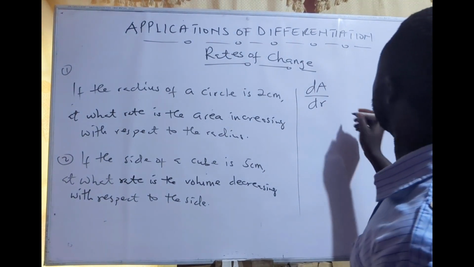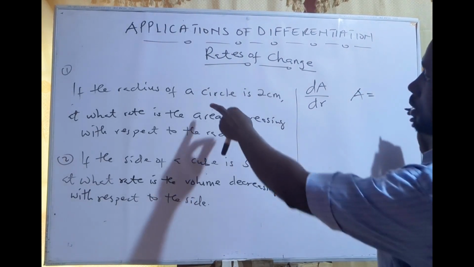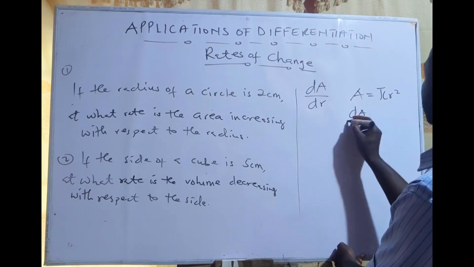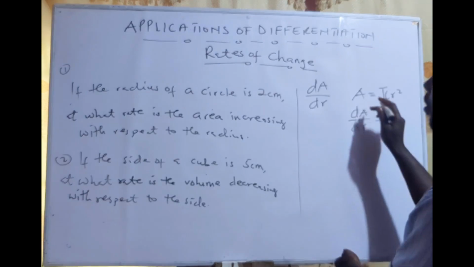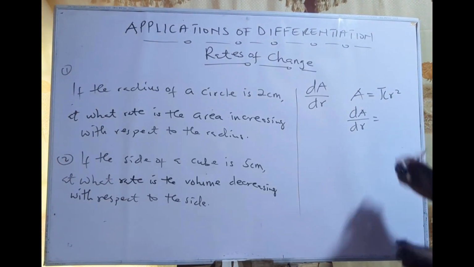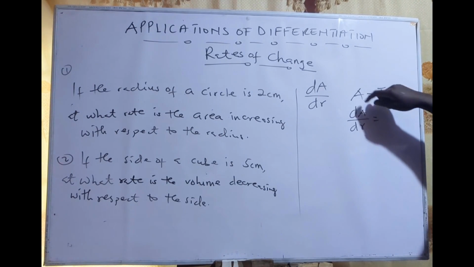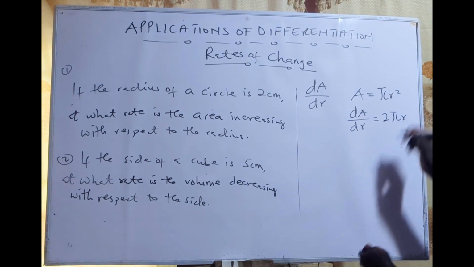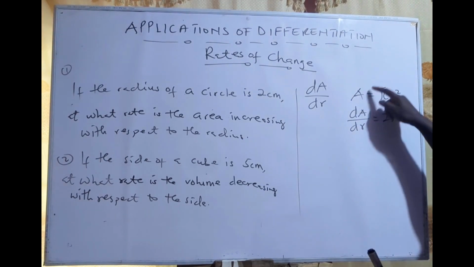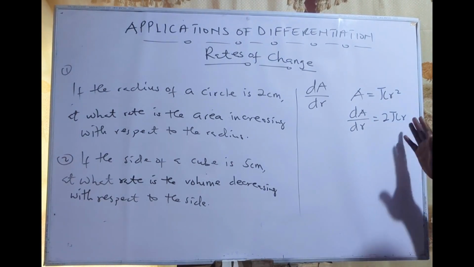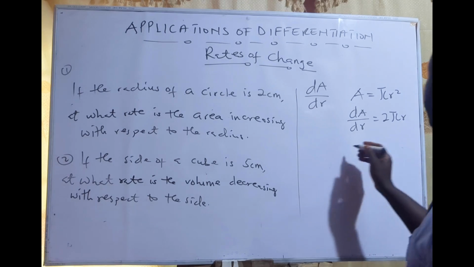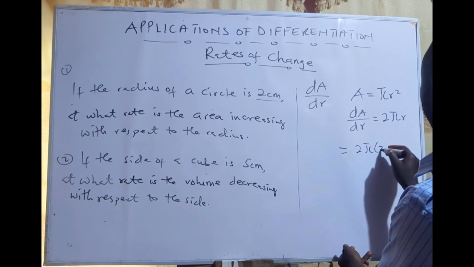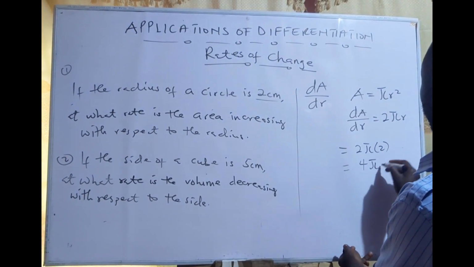He's talking about a circle, so the area is pi r squared. Then dA/dr, the rate of change of the area with respect to the radius, will become 2 pi r. Note that the pi is constant, and 2 comes down and we subtract 1 from the power. So you get 2 pi r, and the radius is given as 2, so you have 2 pi multiplying 2, and that is 4 pi.